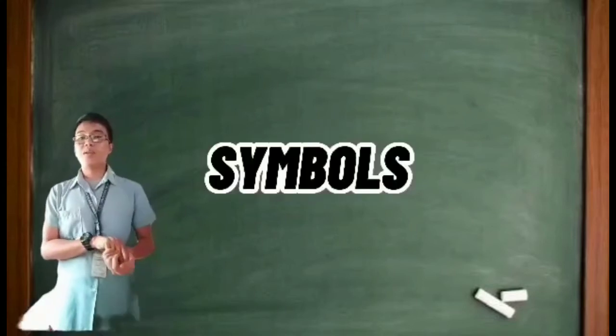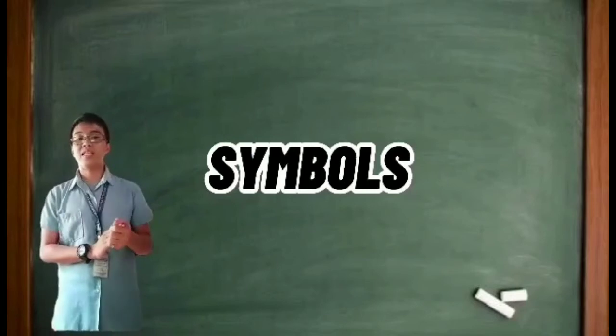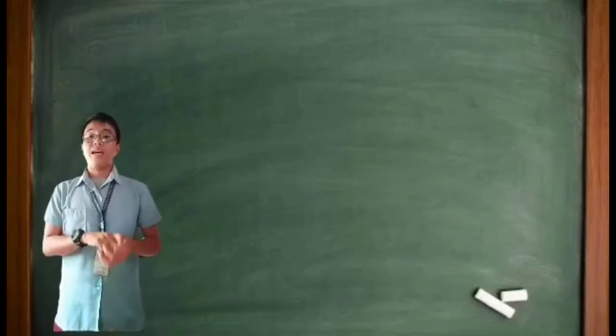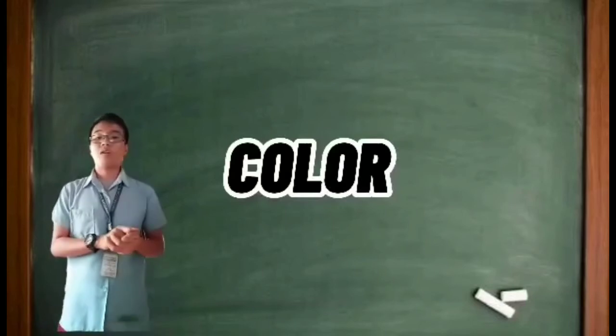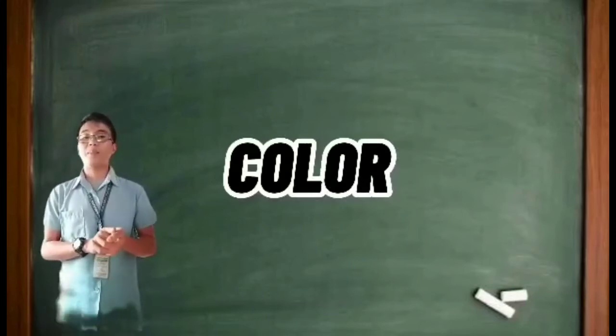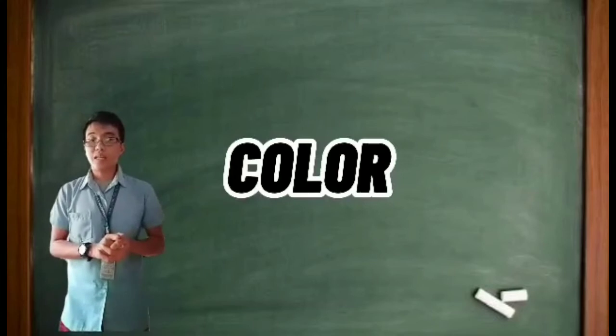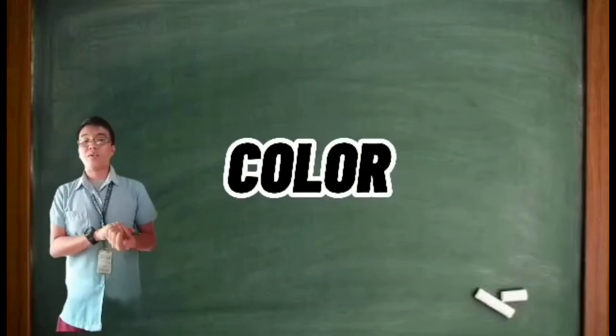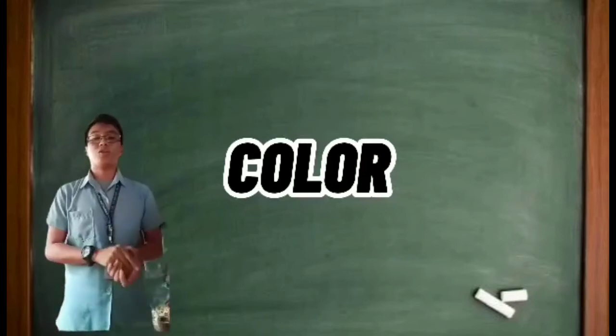Next is the symbols. Usually, a map has a legend that explains what each symbol means. Next is the color. The different colors on the map are parts of the map language. What color is represented by the bodies of water? What about the contour of the earth and railroads, highways, and other cultural features?